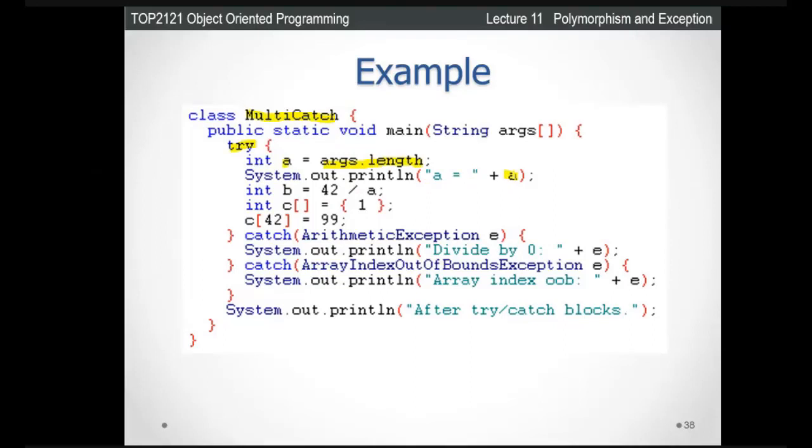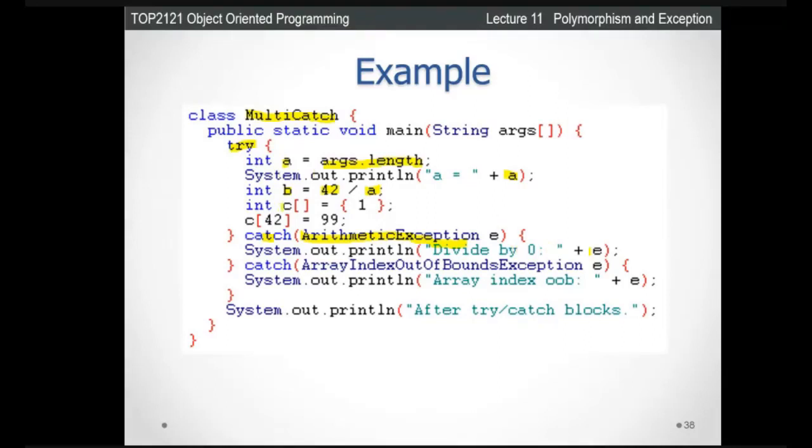For example, if we put nothing, a will be 0. Now we want to calculate 42 divided by 0. This is not acceptable. That means this is an error, right? For this case, we use the ArithmeticException. The first case, catch ArithmeticException, will display a divided by 0 error. If a is 0, it will give this output.